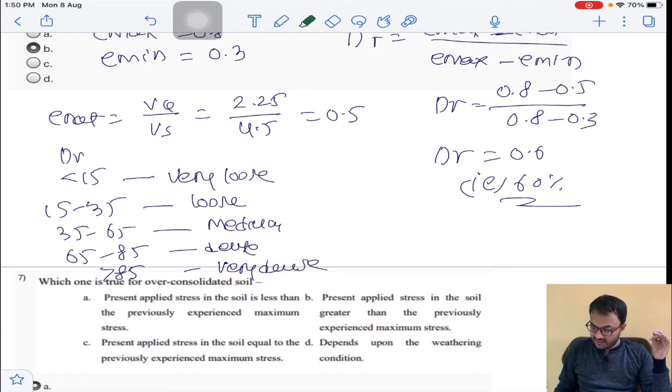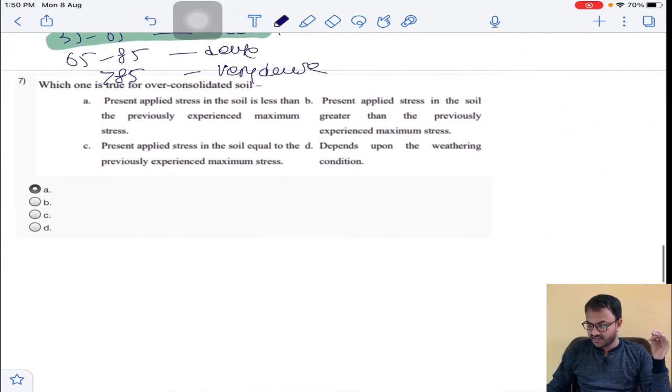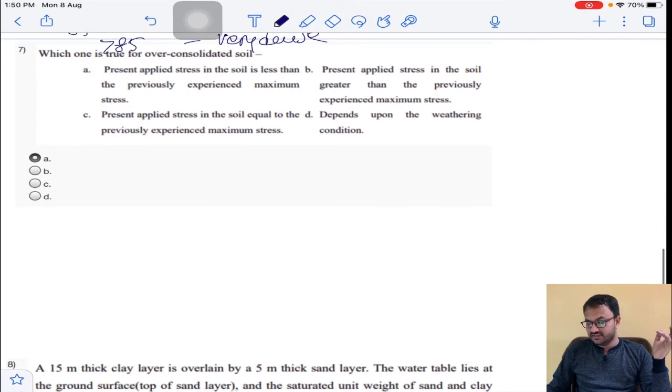Okay. So you got Dr value as 60%, that will fall in this category. So the soil sample given is medium dense. Okay. So the answer will be B for question number 6. Clear? And now question number 7.